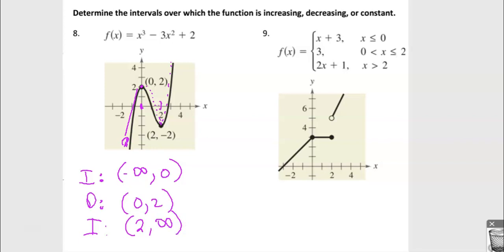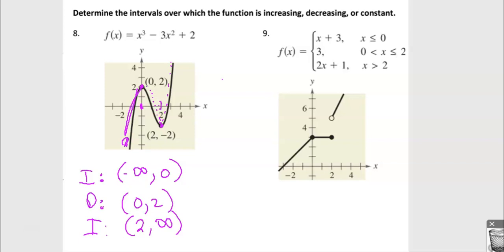By the way, increasing and decreasing is always parentheses. It does not include the endpoint, because when you're sitting at the top of the roller coaster, you get to the very top, you're not increasing anymore and you're not decreasing anymore, right at the very top. Same thing here. You're not increasing, you're not decreasing anymore, so it does not include that point.